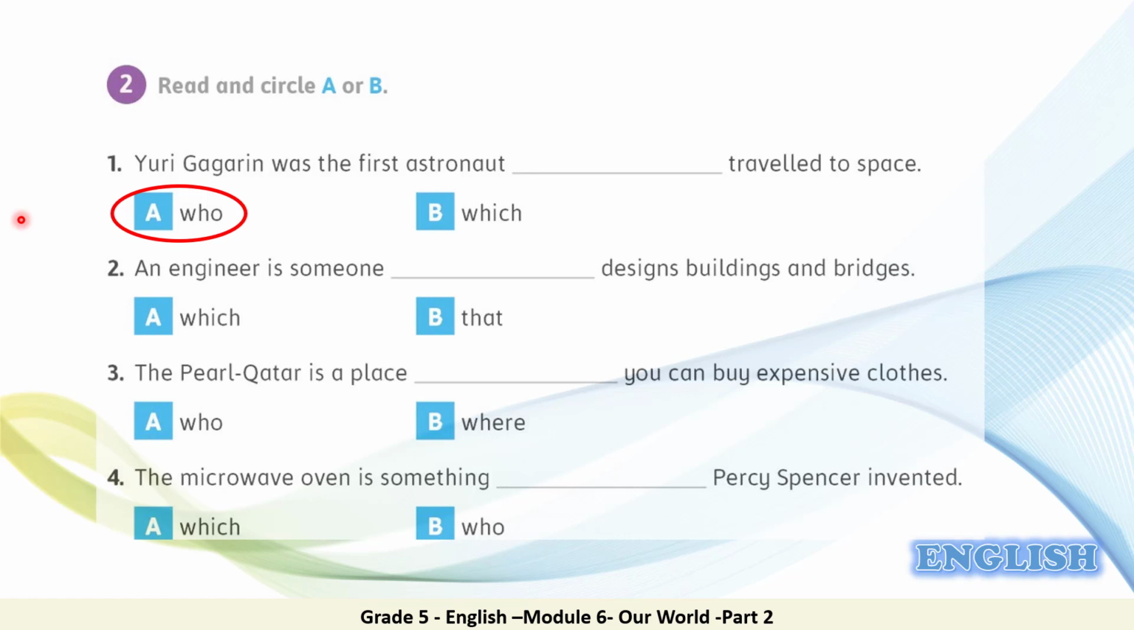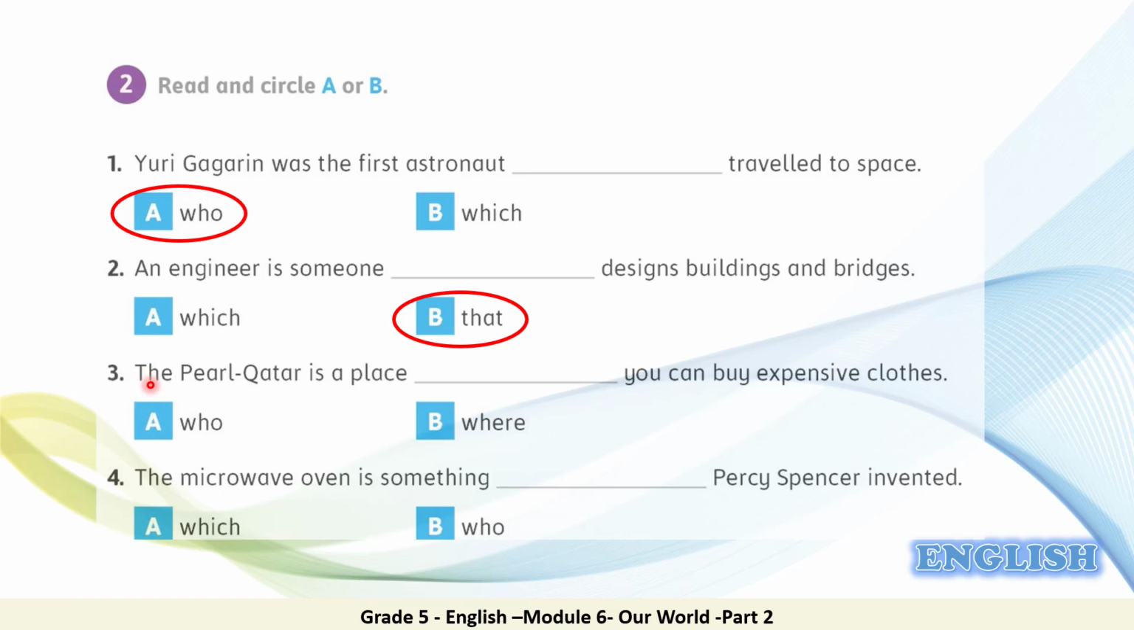Have you finished? Okay, check your answers. 2. An engineer is someone blank designs buildings and bridges. Which or that? The key word is someone. So I need a relative pronoun that refers to people. Good job. That. It refers to people and also things. But which refers only to things and animals.